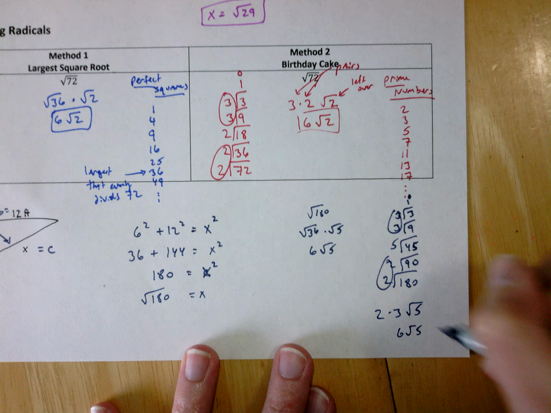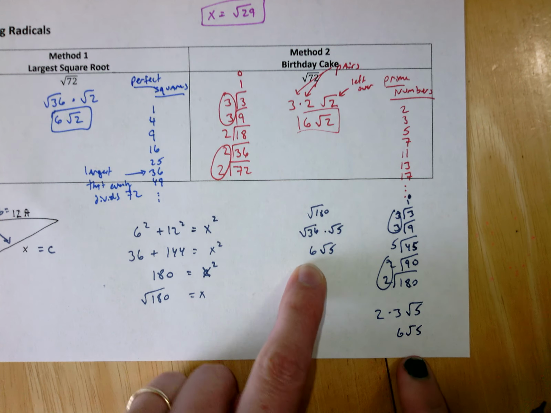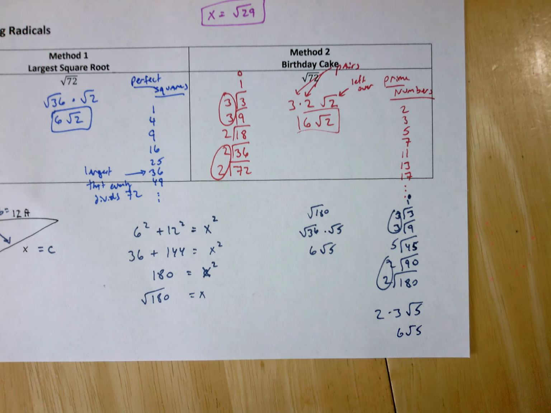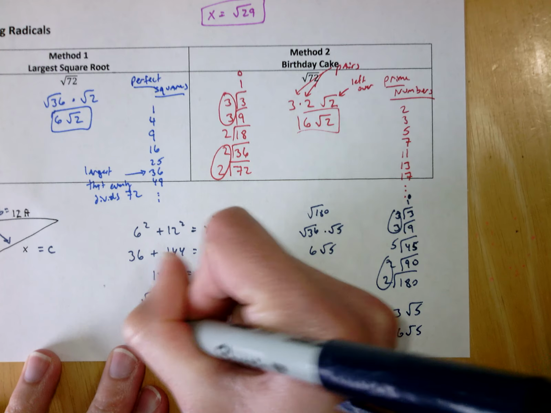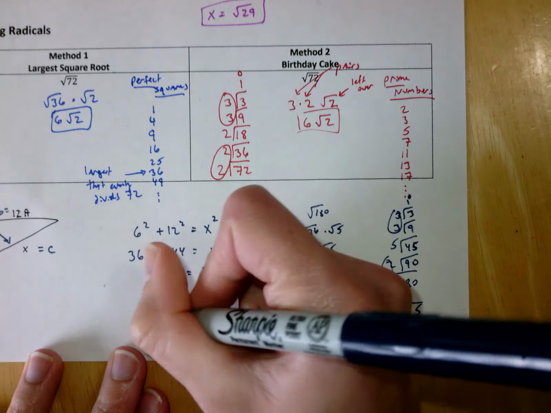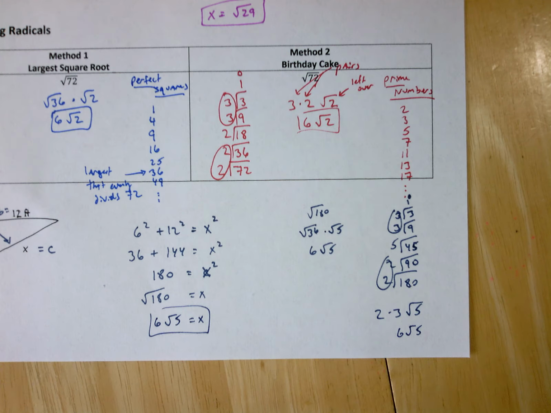So 6 root 5. So same answer either way. Doesn't matter which method you use. I'm never going to ask you to use one method or the other. You just need to be able to simplify your radicals. So then my answer here is going to be 6 times the square root of 5. Okay, so that's your Pythagorean theorem. That's how you find a missing side of a right triangle.